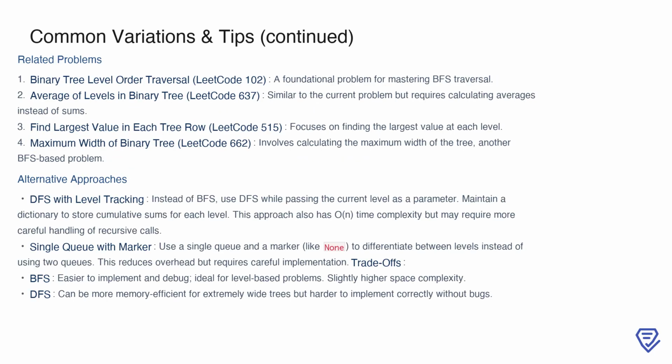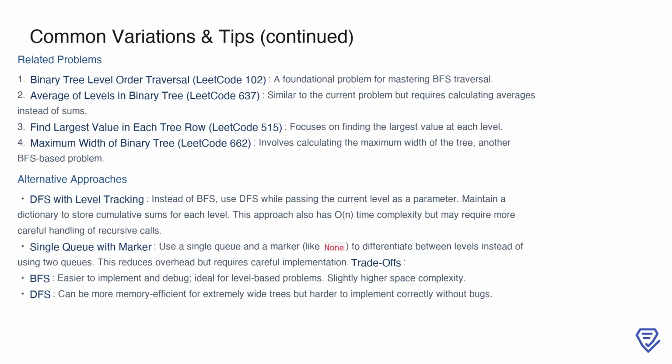To deepen your understanding of this topic, consider exploring related problems. For example, in binary tree level order traversal, LeetCode 102, you'll practice the foundational BFS technique used to traverse trees level by level. Another great problem is average of levels in binary tree, LeetCode 637, which is similar to this one but focuses on calculating averages instead of sums. You can also try find largest value in each tree row, LeetCode 515, where you identify the largest value at each level, and maximum width of binary tree, LeetCode 662, which involves determining the widest level of the tree.